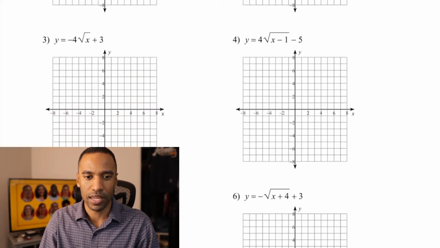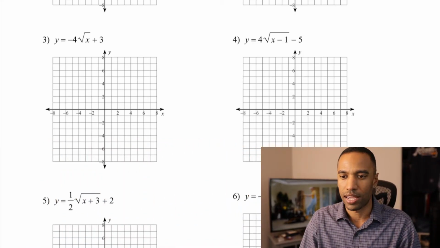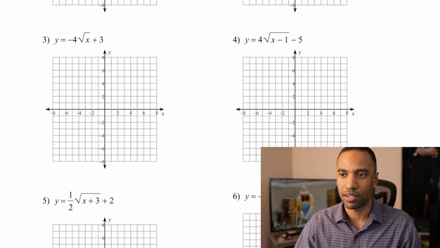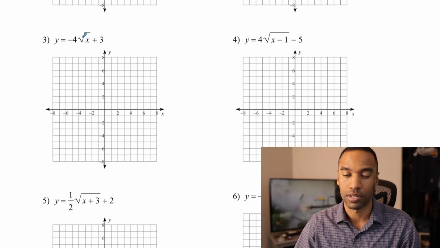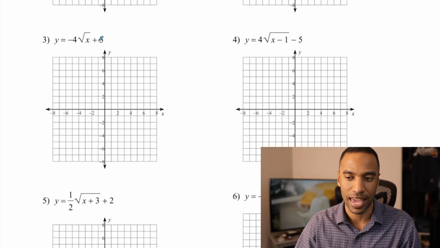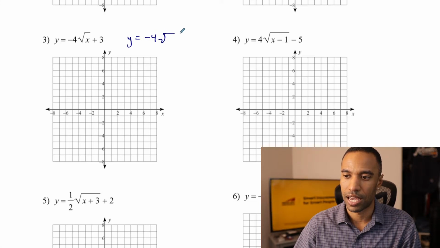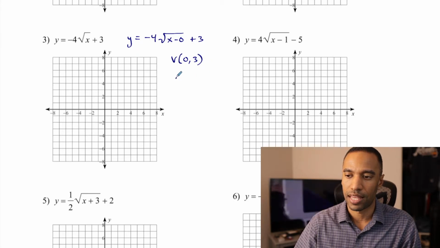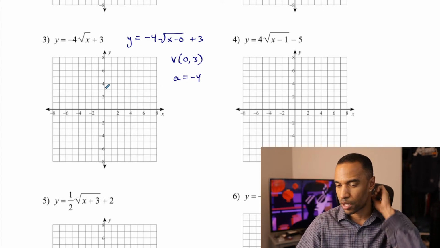All right, number 3, we have our dosage of a negative right here. y equals -4 times the square root of x plus 3. Now the 3 is outside of the square root function in and of itself. So this is the k. If you wanted to get this in an h, k kind of way, this would be x minus 0. So as far as vertex goes, that's at 0, 3. That a value is -4. But I'm going to start at the vertex. I'm going to start at 0, 3 right here.